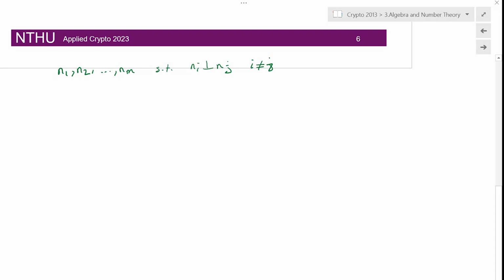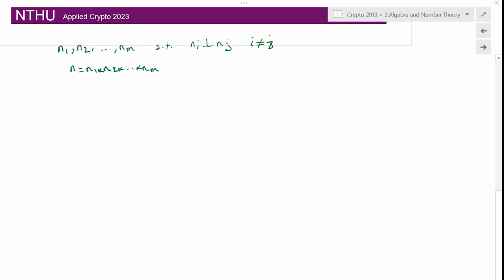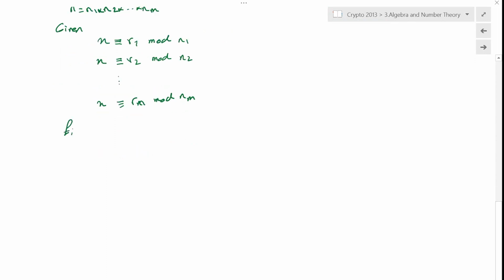So now I would also define n to be the multiplication of all these values, n1, n2, all the way to nm. So what we are trying to do is, given x, the remainder of x with respect to every ni: x is congruent to r1 mod n1, x is congruent to maybe r2 mod n2, and so on and so forth, to x is congruent to rm mod nm. Now what we are interested to do is to find x mod n.